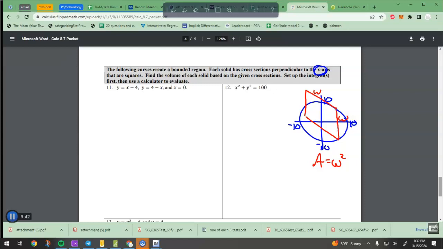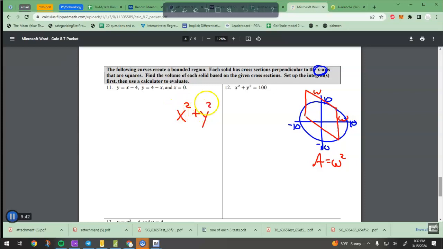They're asking us to go perpendicular to the x-axis, so we want to be in terms of x, which means we want to solve for which variable? Solve for y. Okay. So I'm going to solve that for y.